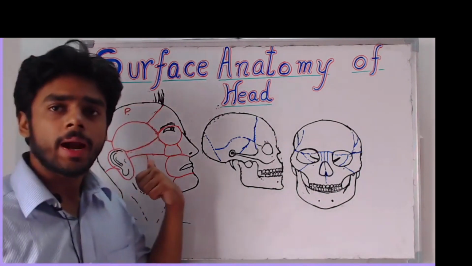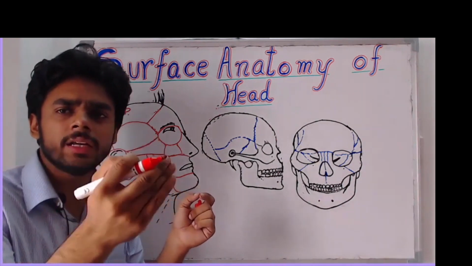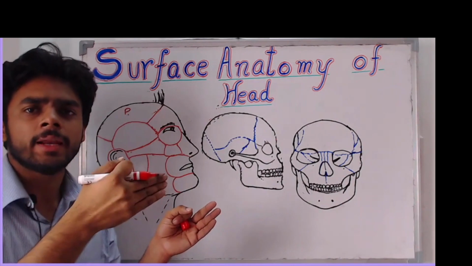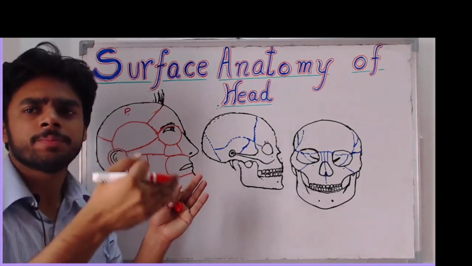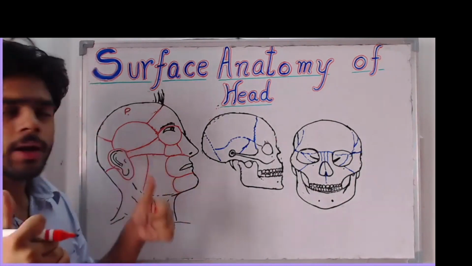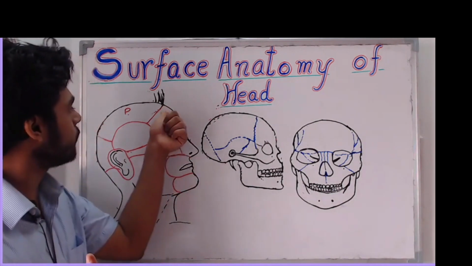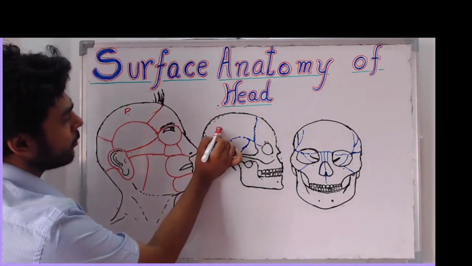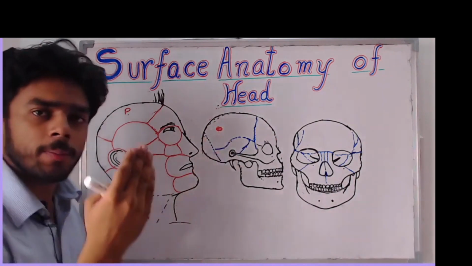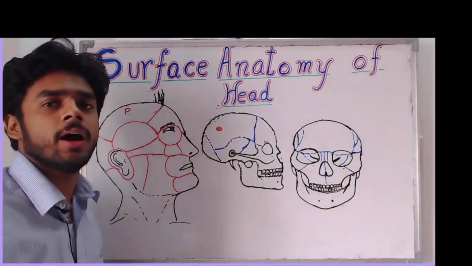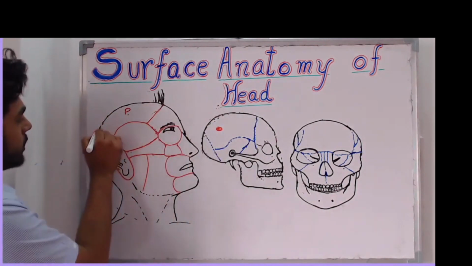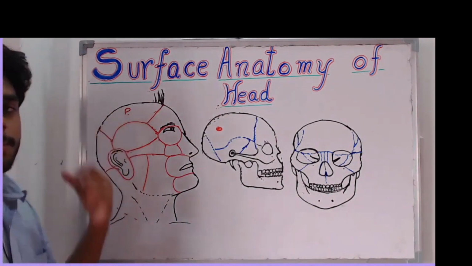This is the parietal region, which is limited anteriorly by the hairline and posteriorly by the coronal plane, and this coronal plane lies behind the parietal eminence. One eminence we read about was the frontal eminence, and the second is the parietal eminence, which is present near about here. And this coronal plane is just behind the parietal eminence, like this. So this region is known as the parietal region.